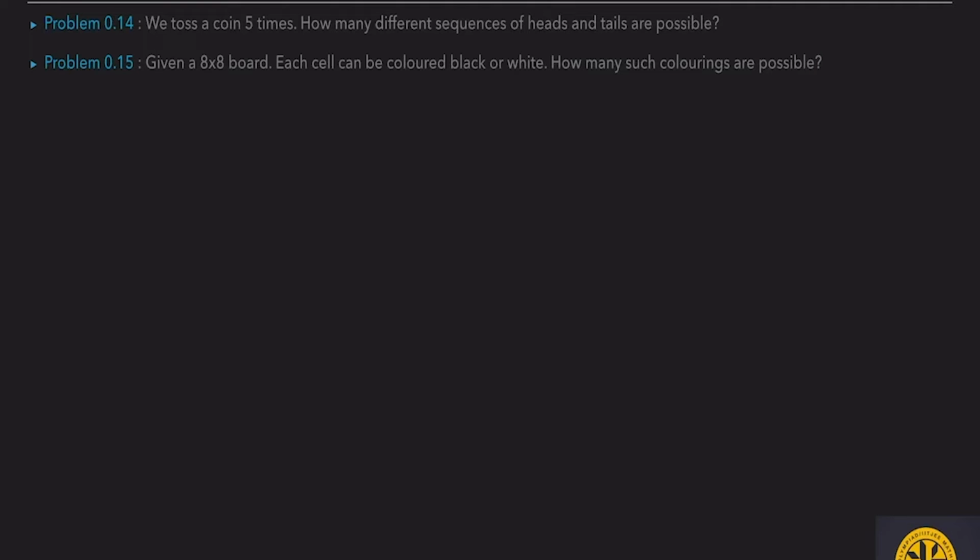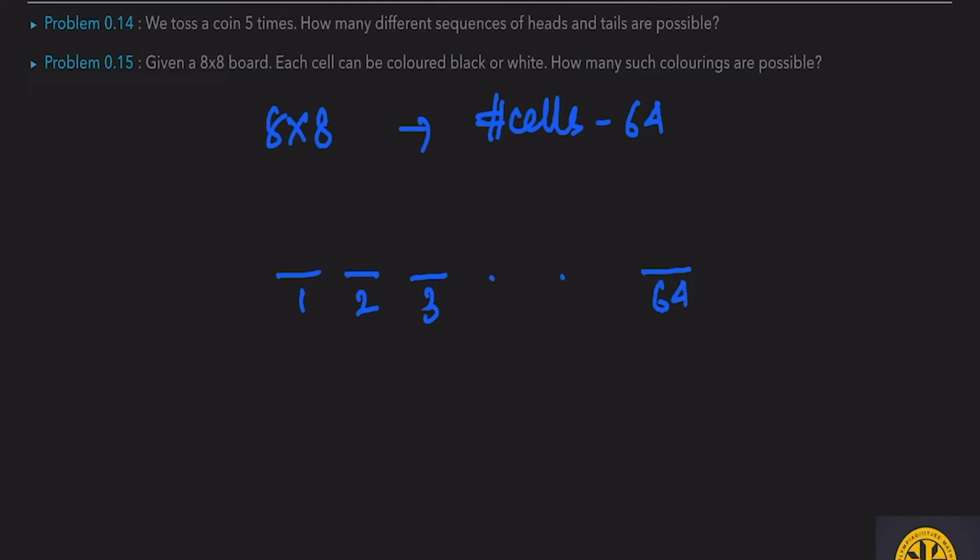So there's an 8x8 board and every cell can be colored either black or white. How many such colorings are possible? So there's an 8x8 board. So the total number of cells in the board is 64. Now every cell has two choices, either to be colored black or white. And the choices are independent for each and every cell.